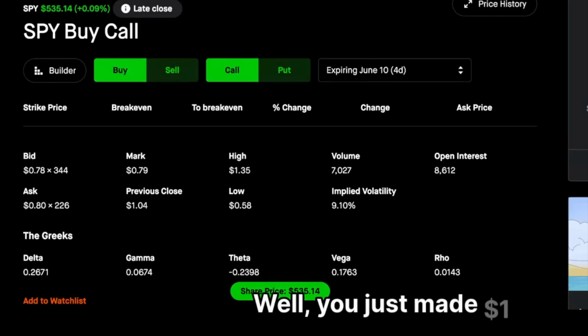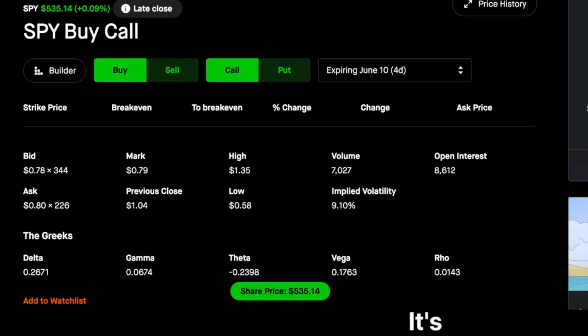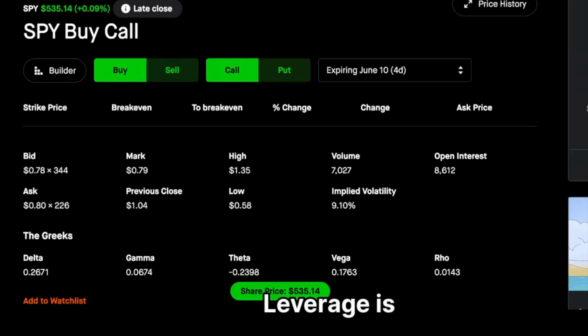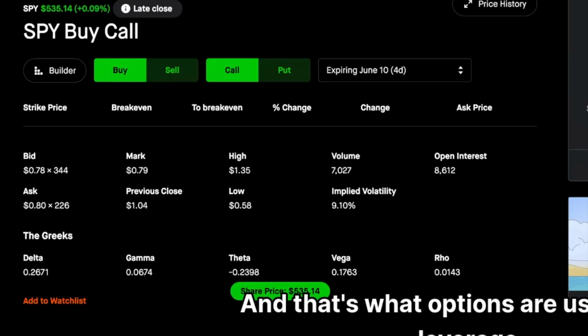Well, you just made $1,000 off of a $1 move in a stock. And people don't understand this with options. It's critical. This is insane. This is true leverage. This is how you really leverage money. And what is leverage? Leverage is little in to get a lot out of a system. And that's what options are used for: leverage.